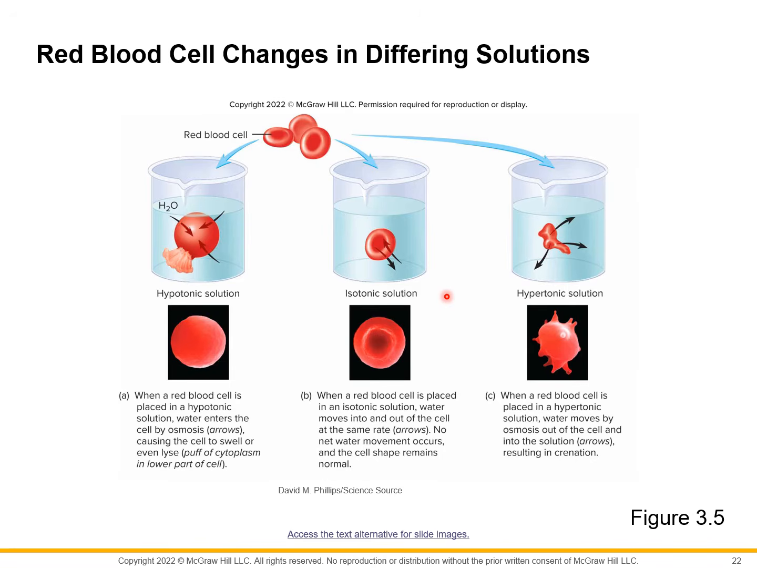Next is if we place a red blood cell in a hypertonic solution. Again, mas maraming particles dito sa labas, mas maraming water dito sa loob ng cell. Now, what would happen is the water would move to the outside of the cell, and that loss of water would lead to the cell shrinking and yun nga, looking like it's wrinkled or crenated. Okay, so that's the negative effects of placing a cell in either a hypotonic or hypertonic solution.